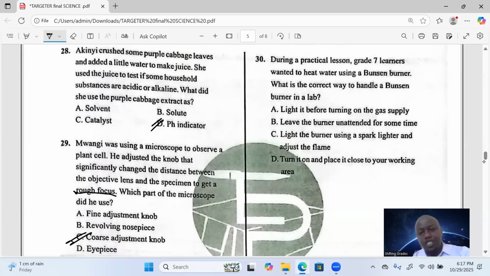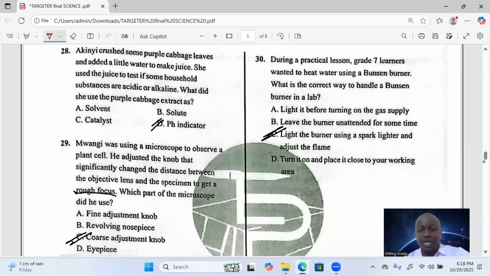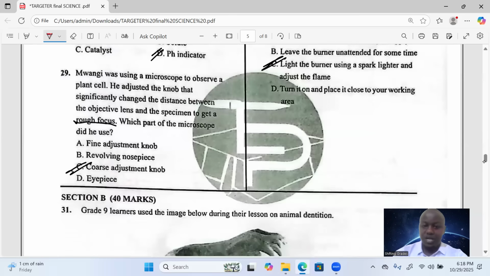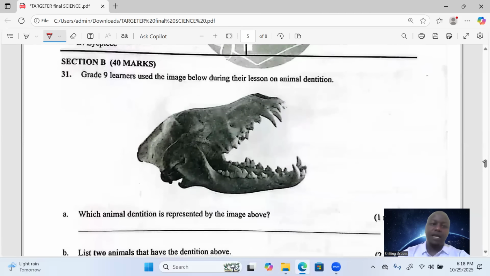Light it before turning on the gas. Leave the burner unattended for some time. Light the burner using a spark lighter and adjust the flame. Turn it on and place it close to your working area. I think the most appropriate answer is C, whereby you light the Bunsen burner using a spark lighter and adjust the flame. You adjust the flame.